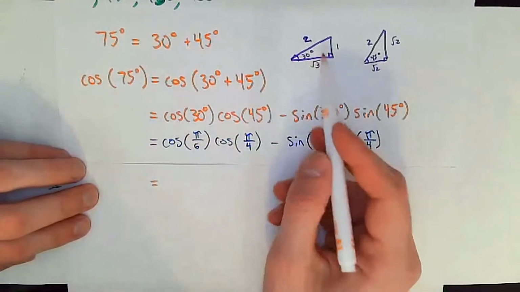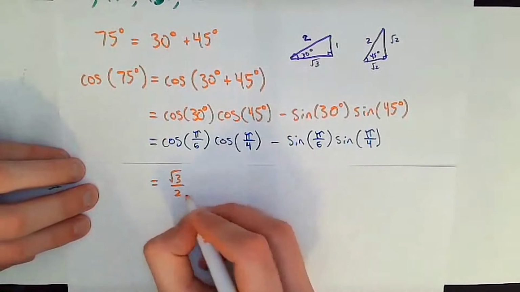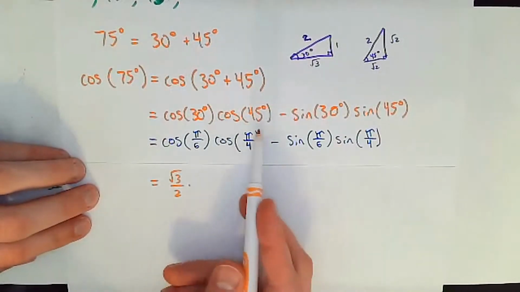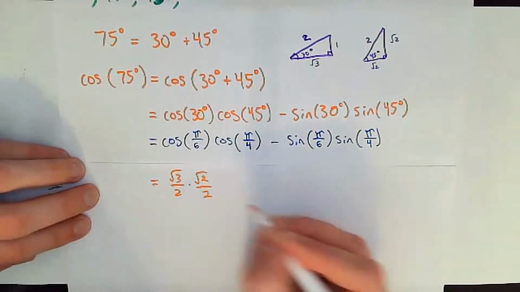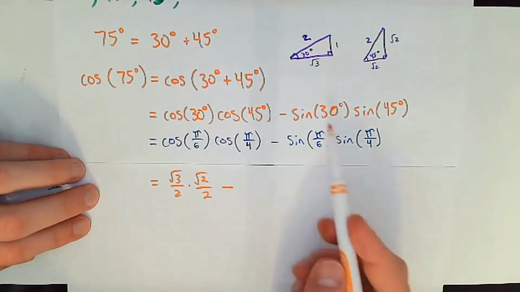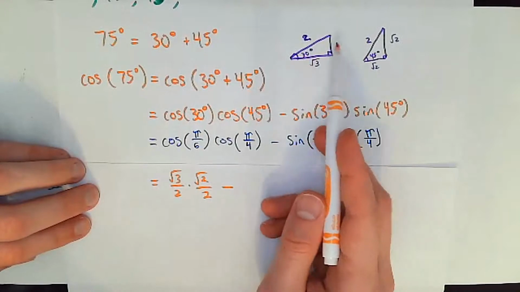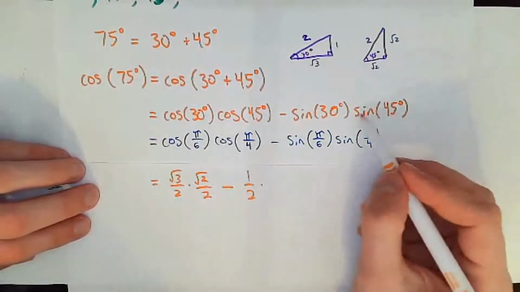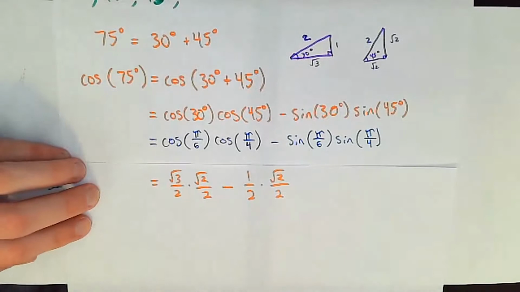Cosine of 30 degrees is adjacent over hypotenuse, so I'm getting square root of 3 over 2. I'm putting a little dot for times, and now I'm going to find cosine of 45 degrees. That's going to be square root of 2 over 2. See how I'm doing this? Then my minus sign. Sine of 30 degrees, so I'm looking at this triangle. Sine of 30 degrees is going to be opposite over hypotenuse, so 1 over 2, times, now I'm going to look at this term, square root of 2 over 2.